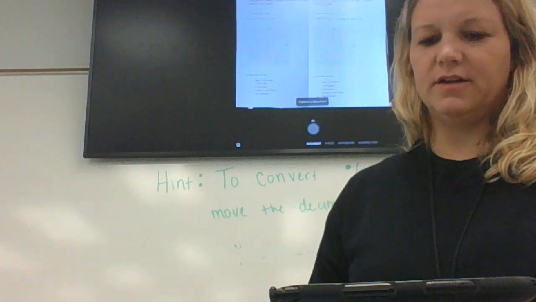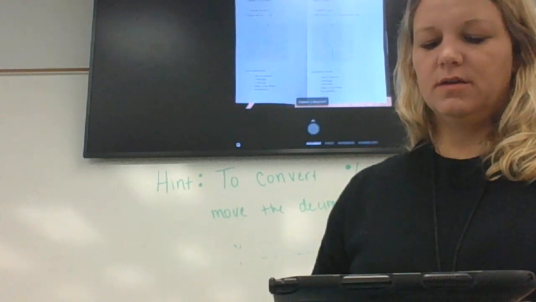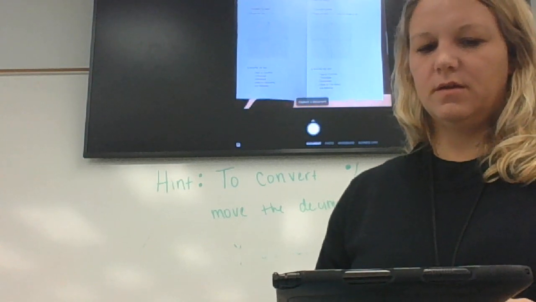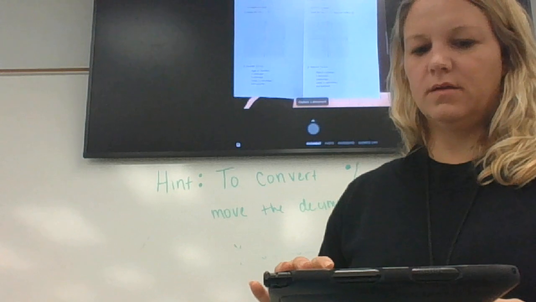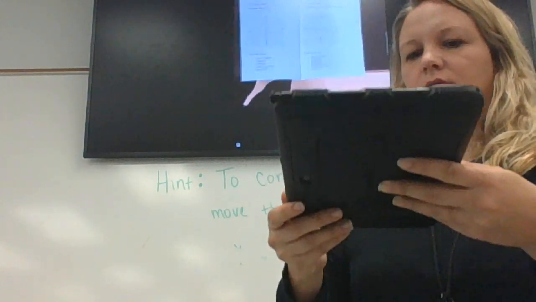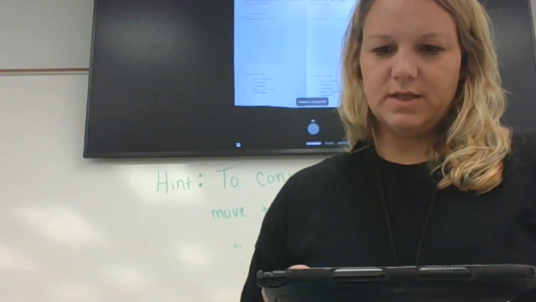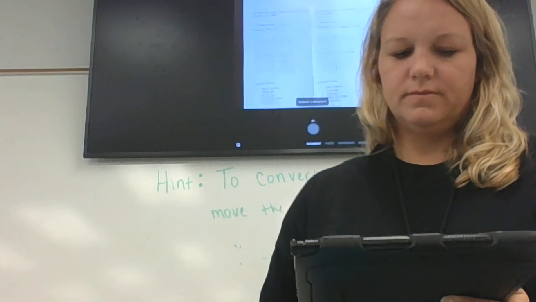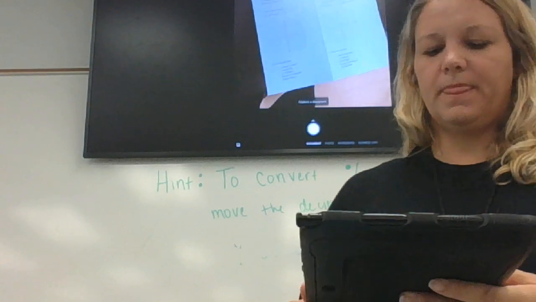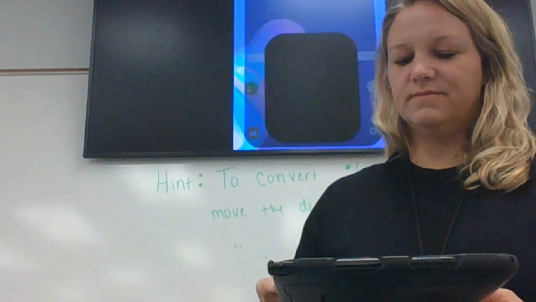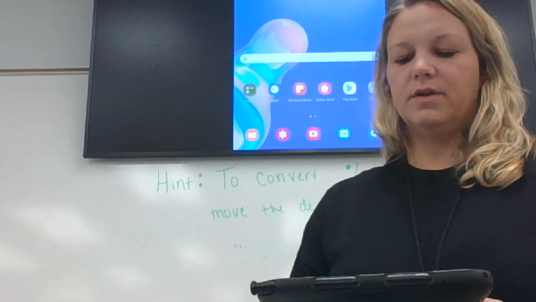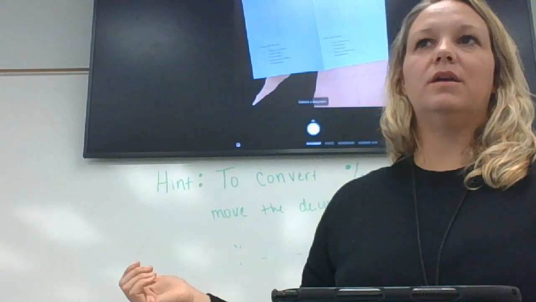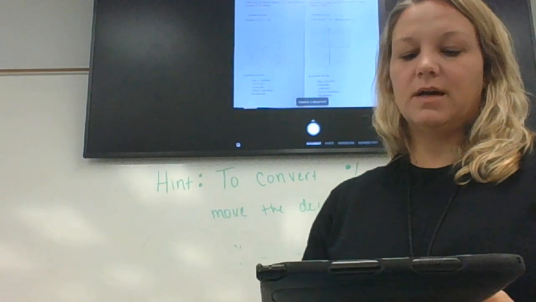Libby, what's the difference in the equations on the left and the right? That's it, guys. One has an exponent and one doesn't. So if the x is down regular, it's called linear. If the x is up high, it's called exponential.